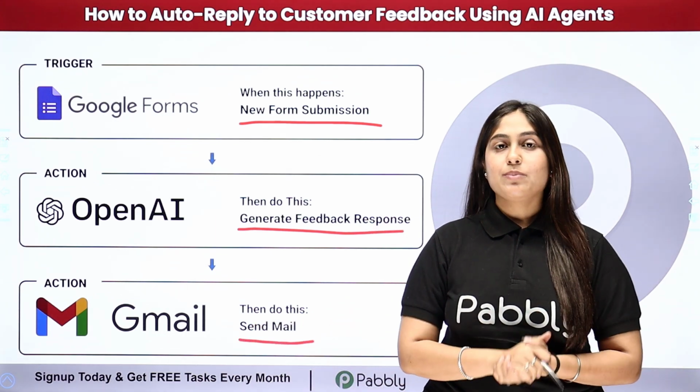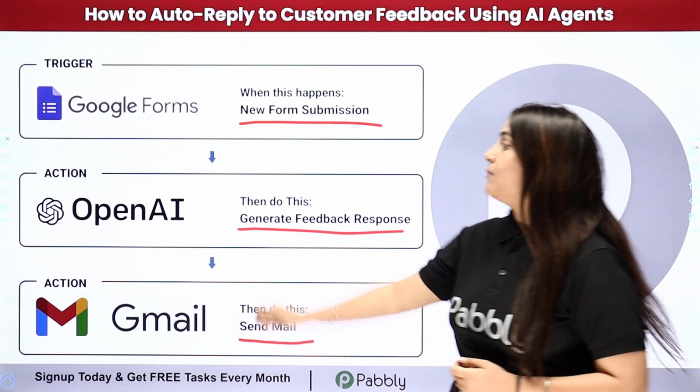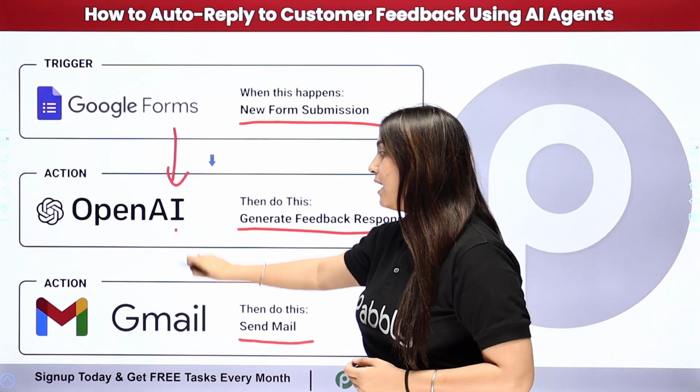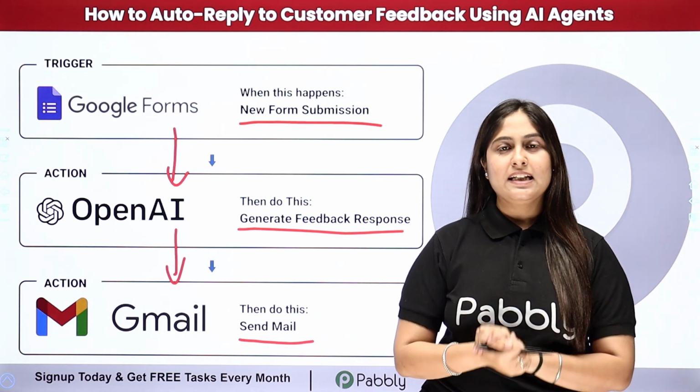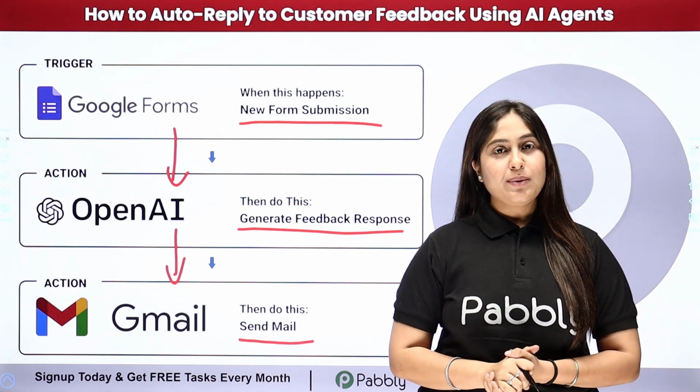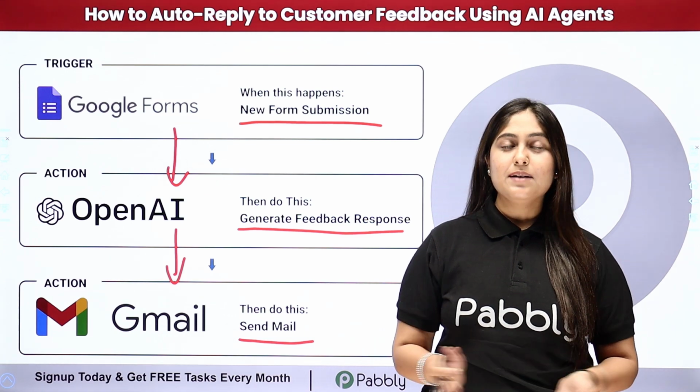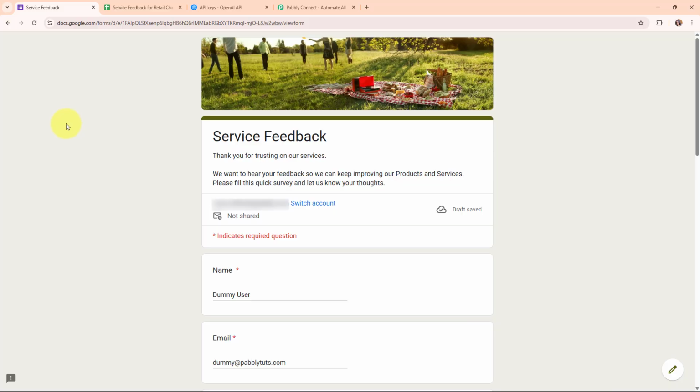So now here to automate the entire process, I need to connect my Google Forms with OpenAI and my Gmail account using an automation software named Pabbly Connect. So to see the working of this automation and to learn this process step by step, let me take you to my screen. Welcome to my screen.